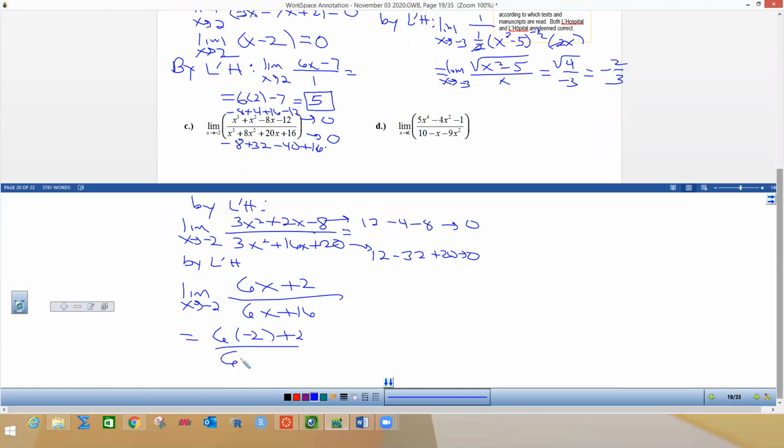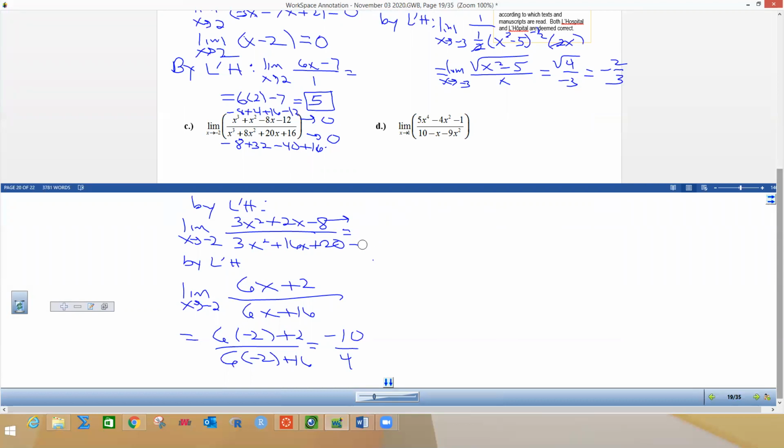And down here, we're going to get 6 times -2 plus 16. So that's -12 plus 2 is -10. And -12 plus 16 is 4. And there's your answer. If you want to reduce it to -5 over 2, you can, but that's our answer right there. And I'm going to do one more of these and get this out of the way.